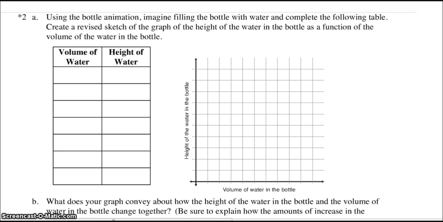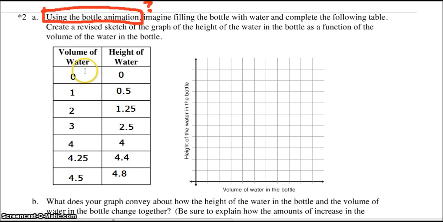Number two, using the bottle animation, imagine filling the bottle with water and complete the following table. Create a revised sketch of the graph of the height of the water in the bottle as a function of the volume of the water in the bottle. So, I am not able to access this. I'm not sure how you are supposed to be able to access it. But I'm going to go ahead and fill in the table, and then we'll look at a graph.